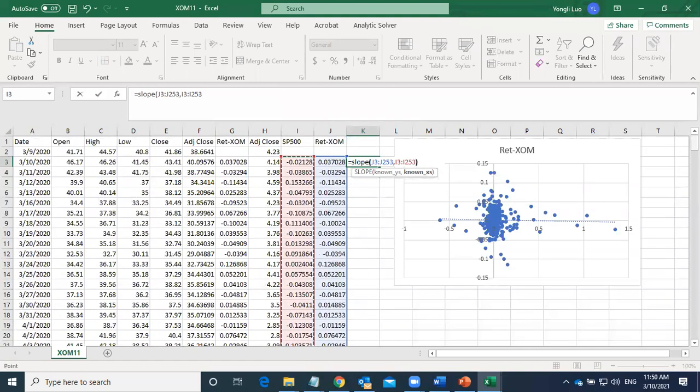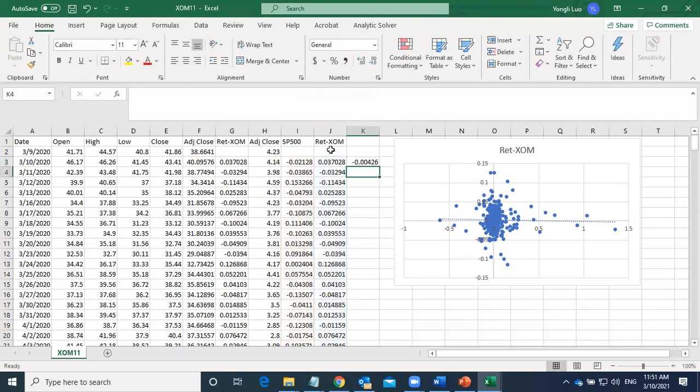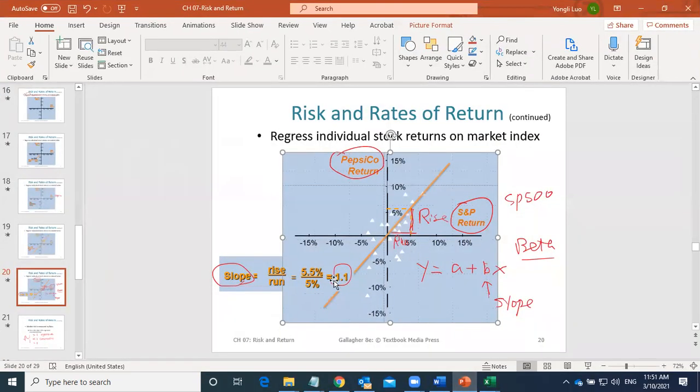Now you just close the parentheses. The slope function will give you the beta. So the beta is basically calculated from the return of your stock and the return of the S&P 500. This is not right, we just picked some random numbers. You actually need to get the real S&P 500 data, and then you can estimate the beta using the slope function, which is similar to the one in the PowerPoint slide. You can also estimate the line by adding a trend line.